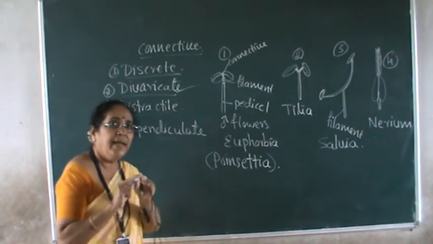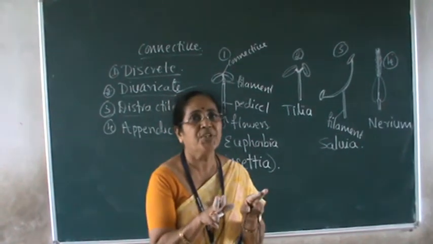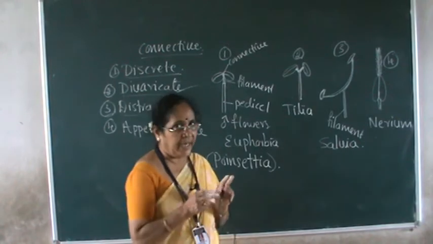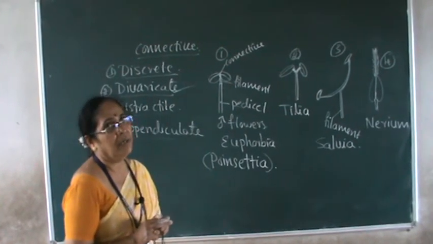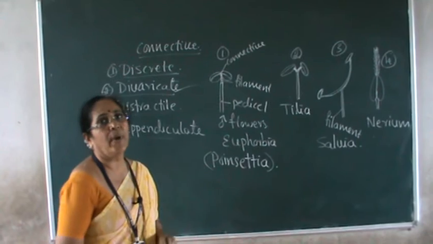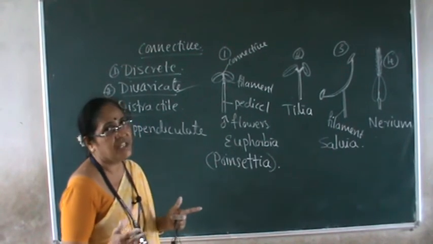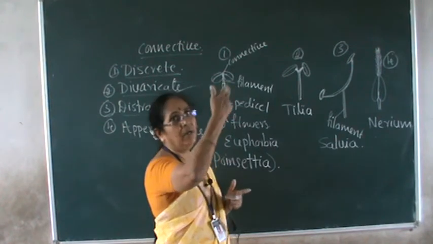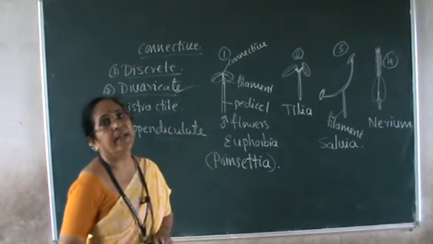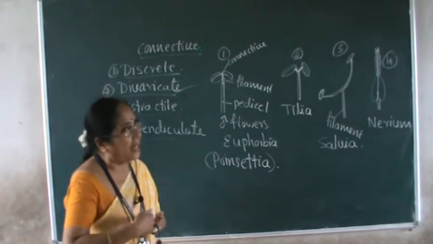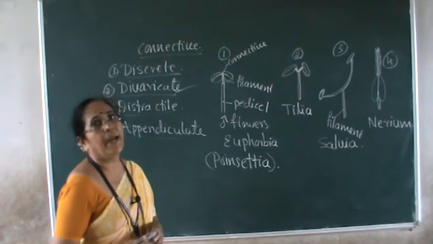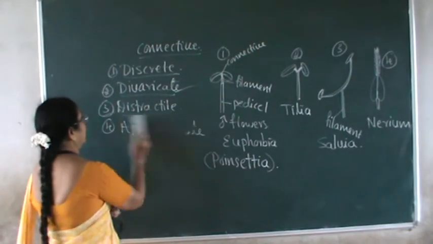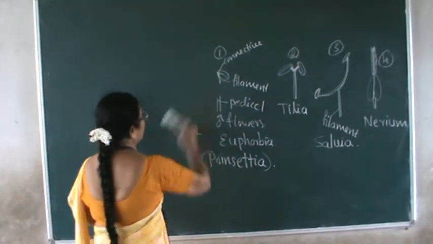Then if it is slightly pushing the anthers apart from each other, it is called divaricate kind of connective, and it is found in Thalia flower. While the connective separating the two anthers apart from each other is called distractile. And if the connective continues to grow above the height of the anther and ends with a feathery, attractive tail-like structure, then it is called appendiculate kind of connective. These are the four different types of stamens based on the connective nature.